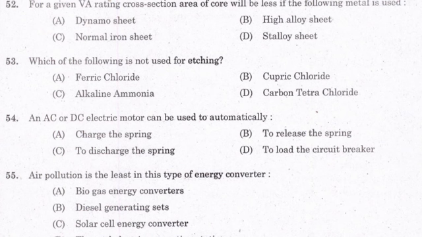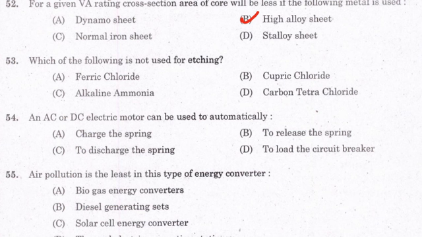Next question. For a given VA rating, cross-section area of core will be less if the following metal is used: dynamo sheet, high alloy sheet, normal iron sheet, stalloy sheet. The right answer is option B, high alloy sheet.